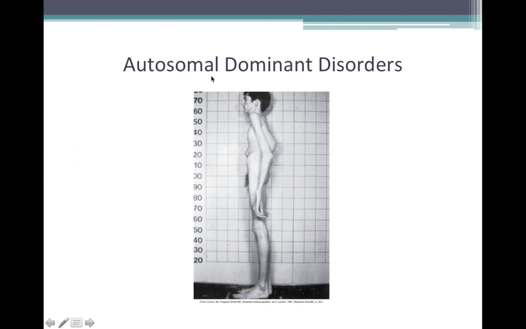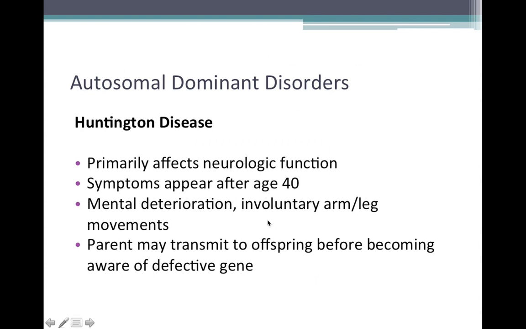So this is an example of Marfan syndrome. You can see that this person is fairly tall, with long, slender limbs, and if you look, their fingers are much longer too, which is that arachnodactyly I was talking about. Another example of an autosomal dominant disease is called Huntington's disease. Huntington's is a neurological disease that's not really associated with the elderly, but the onset of symptoms is going to occur around age 40.